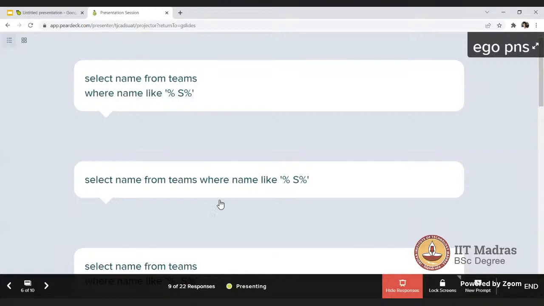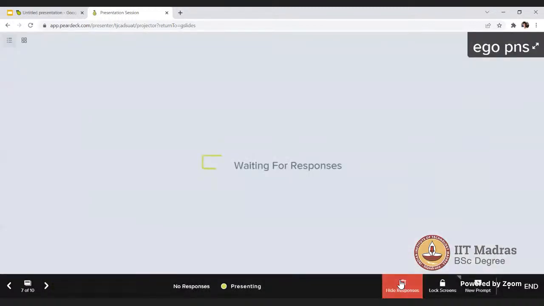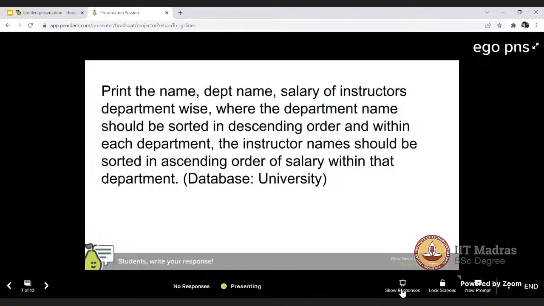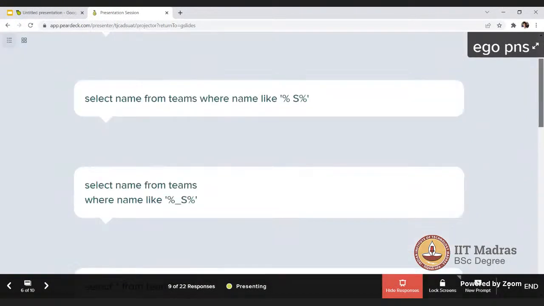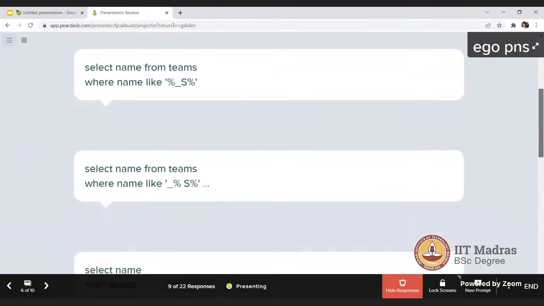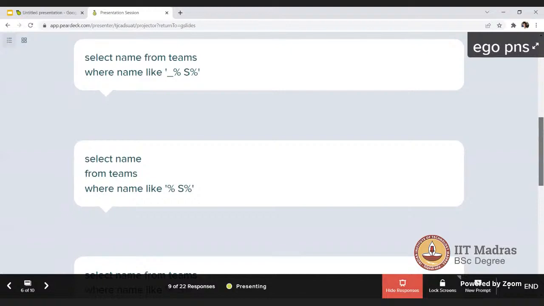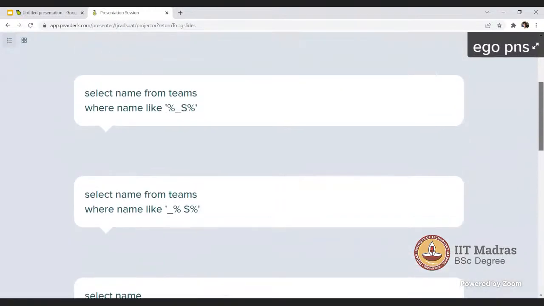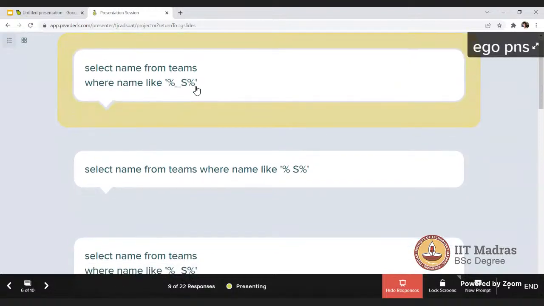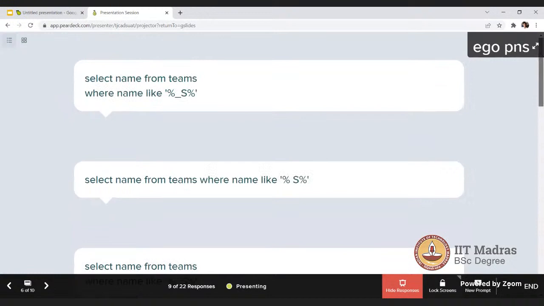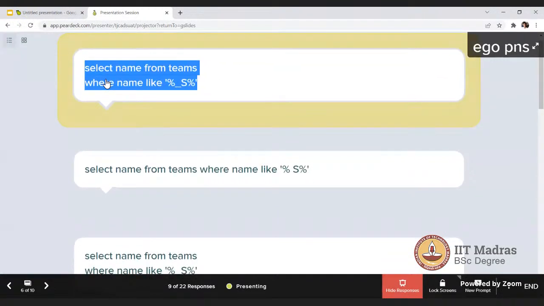Select name from teams where name like underscore percentage. Okay. Though it will give the output now, this is not the correct query, right? Okay, what happened? This is not correct. Yeah, this one is perfect. Sir, but I got the output from this percent underscore percent. No, sir. Percent space percent underscore S percent. Yes, sir. Okay, let's see the other query. Okay, let me copy this. PG admin.